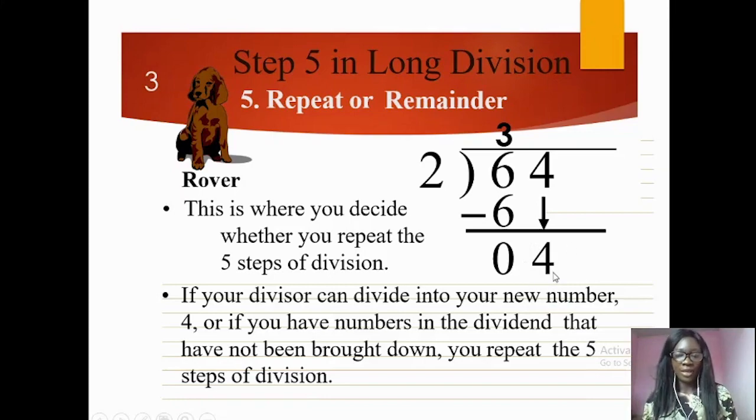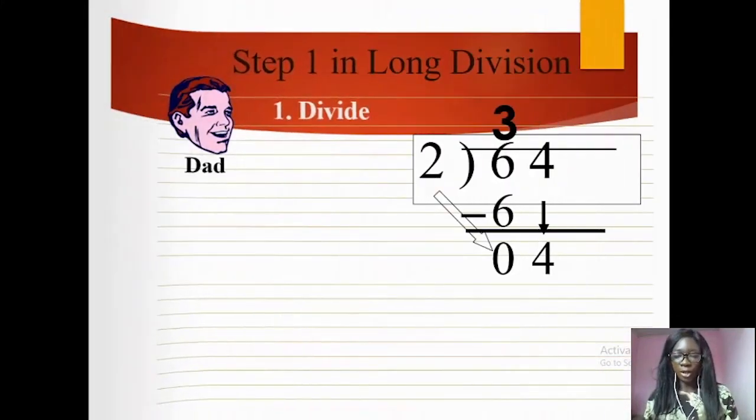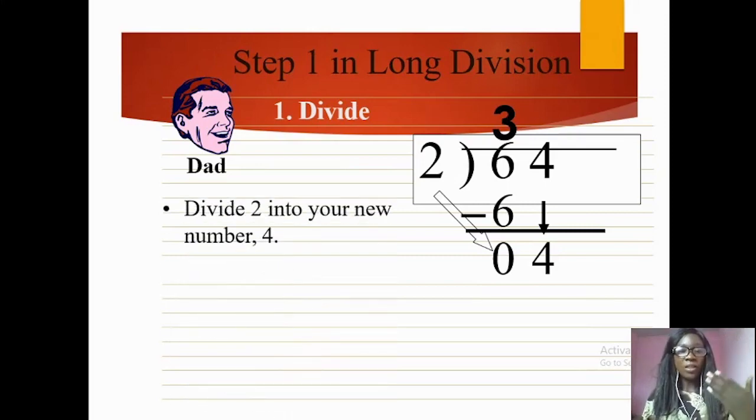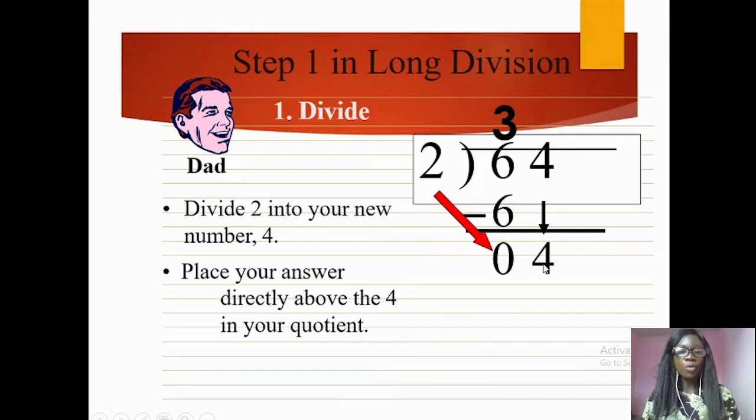0. Okay, so now we are not going to do cocoa because we can't check now. We are not done. So we're going to repeat what? Daddy again. So the same step we did for daddy. Okay, we divide 2 into what? Into your new number, and your new number here is what? Is 4, right? This is where we stop. New number is 4. So we place your answer directly above 4 in your quotient. So that is to say 2 into 4 will give us what? 2.